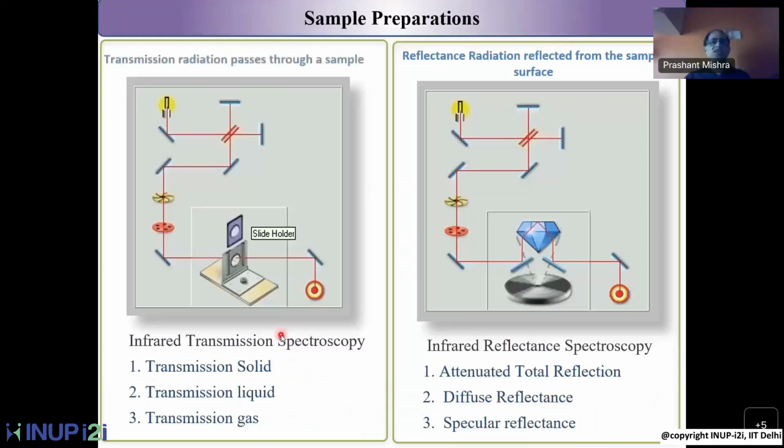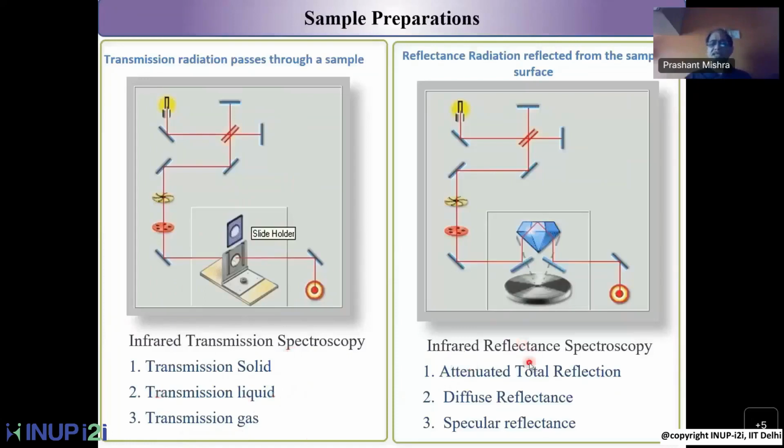So these are the two different modes in which sample preparation is done. Now, this is the one where you use infrared transmission spectroscopy. Transmission means that light passes through the sample, and after passing through, certain light is absorbed and the rest is transmitted. So that is infrared transmission spectroscopy. Here you take the transmission of a solid, some solids which can transmit, transmission of a liquid, which is very common, and transmission of a gas.